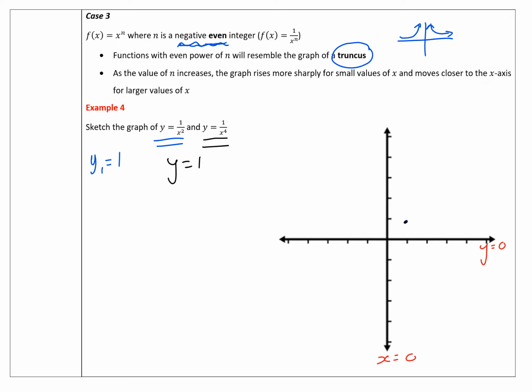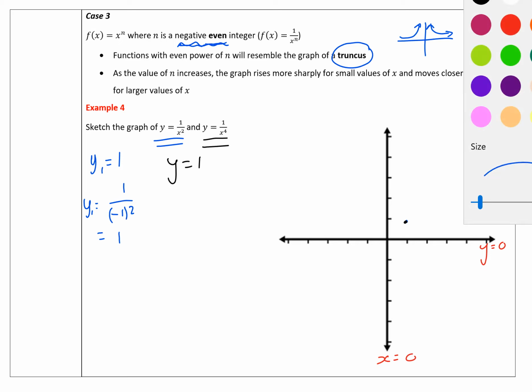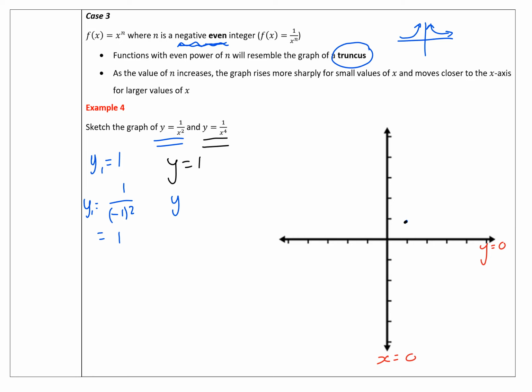If I sub in -1, well, that's going to be 1 over -1 squared, which is 1. And if it's -1 to the power of 4, that should have been black there. There we go. We know that that's also 1. So we have this kind of reflected point of intersection at 1 and -1.